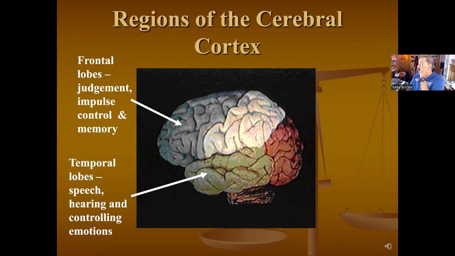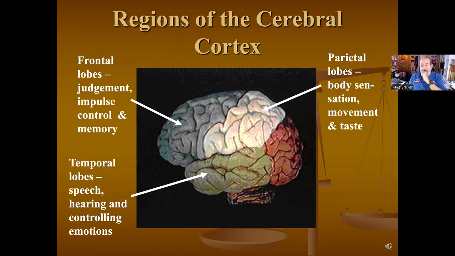Next, the temporal lobe is over here on the sides, responsible for speech and hearing. It's also kind of a volume control on our emotions. This is the part of the brain that tells you that making a pass at your boss's wife at the Christmas party is a bad career move. Then we have the parietal lobes back here. They're responsible for body sensation, movement, and taste. And particularly, there's this little area right here. It's called the sensory motor strip. That's responsible for some fine coordination kinds of things.